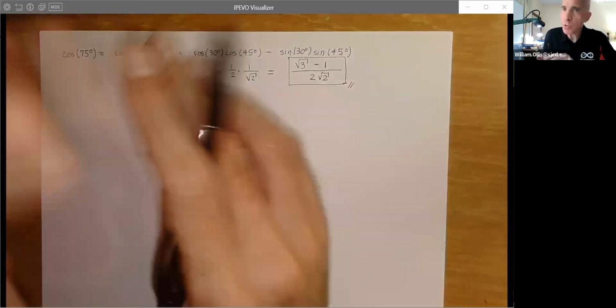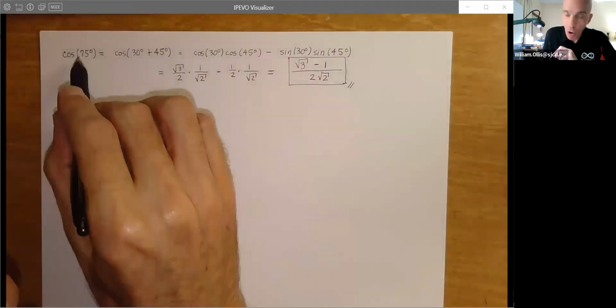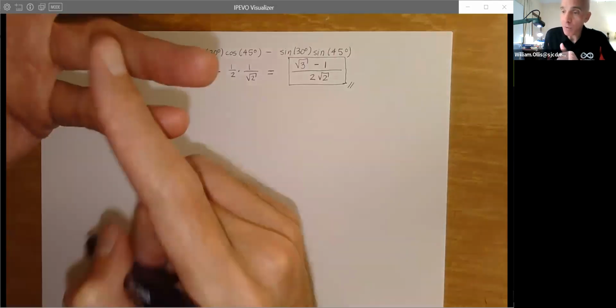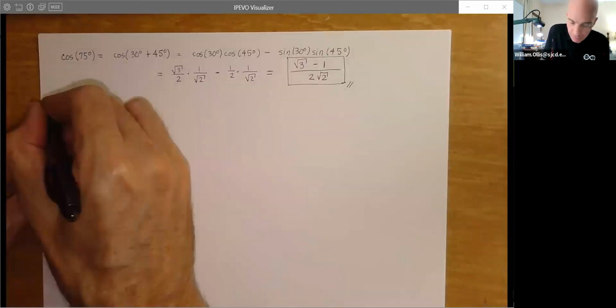So we haven't really learned anything new except how to combine the argument of a sum with a cosine function, and with a sine function, and with a tangent function. Now, that's all well and good.